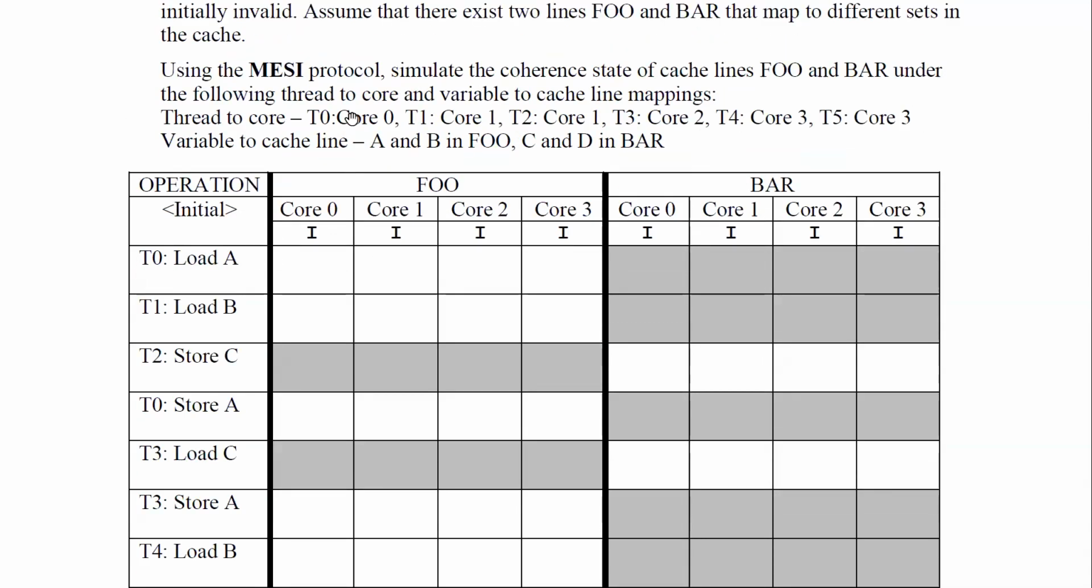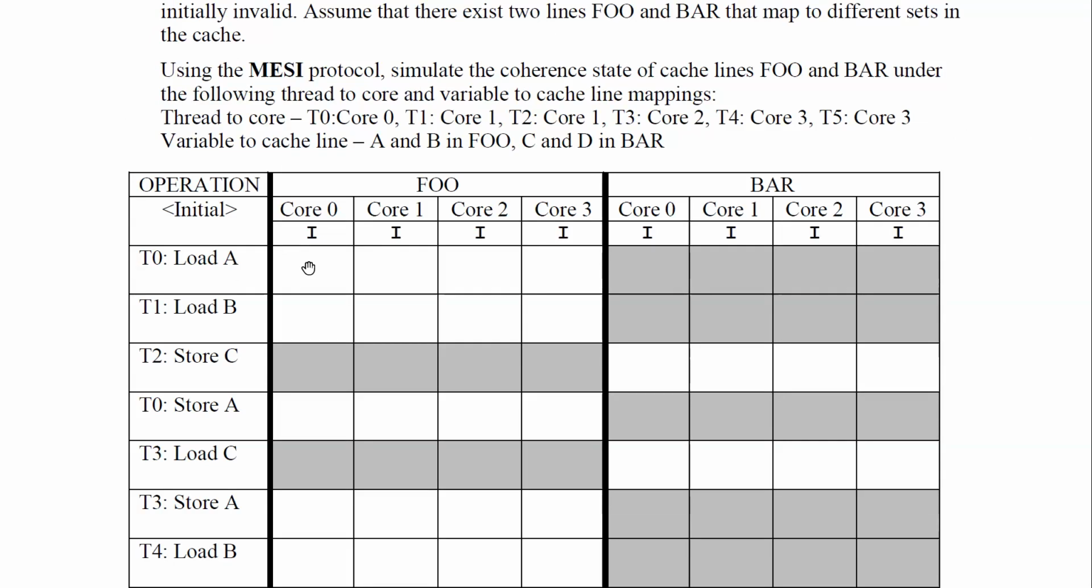So this is thread 0. Thread 0 is on core 0. So we're going to go right here. Initial state for everyone is I. So let's think about what happens from the perspective of the core and the cache controller, right? So I'm on thread 0. There's nothing in my cache. It's all invalid. At least these two lines are both invalid. And I want to load A, which is in cache line foo on core 0.